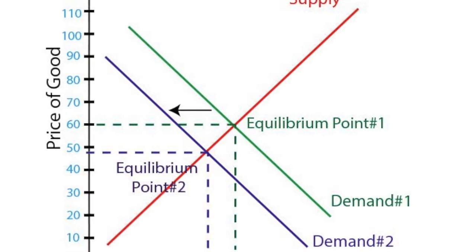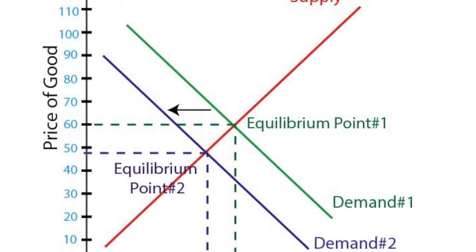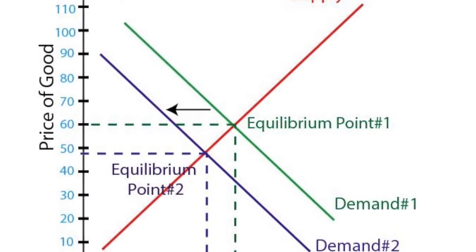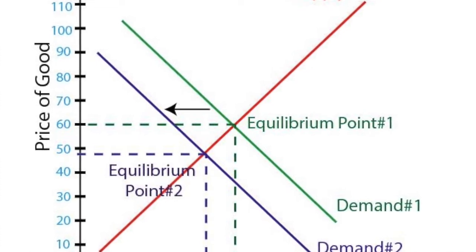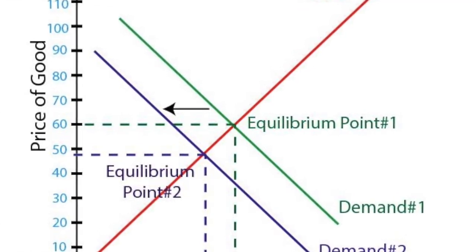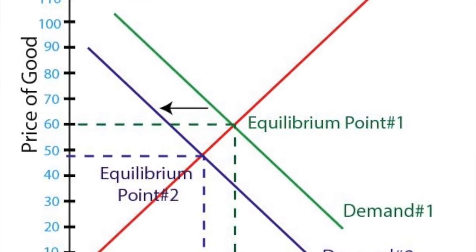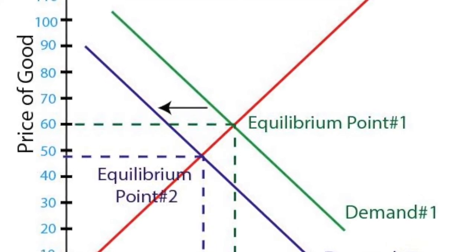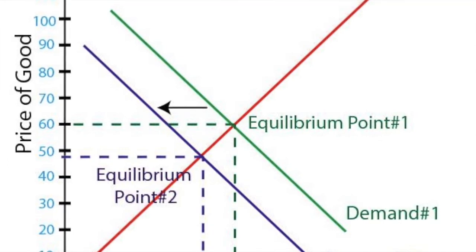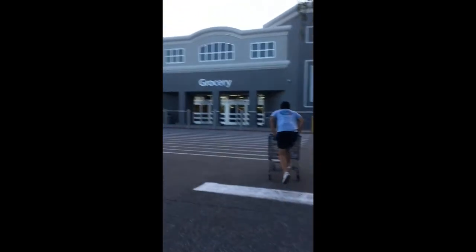A shift in demand is caused by a change in the consumer's desire as a whole and is completely independent of the price of the good. For this reason, demand shifters are called non-price determinants. To demonstrate each shifter, we are taking you to the home of supply and demand.